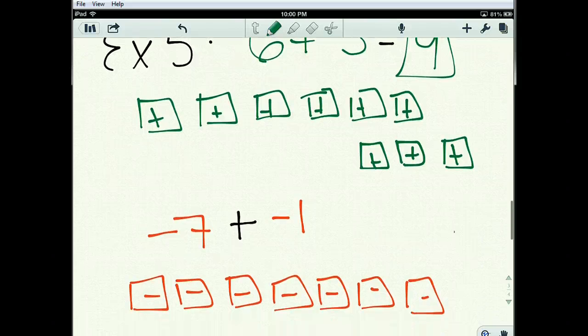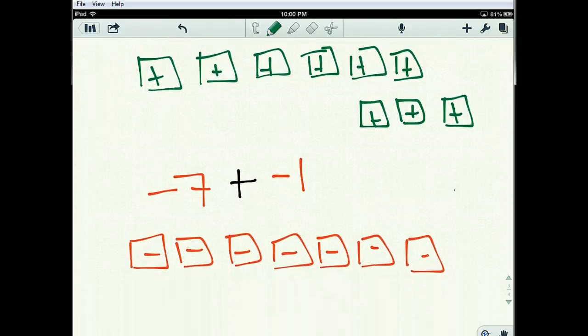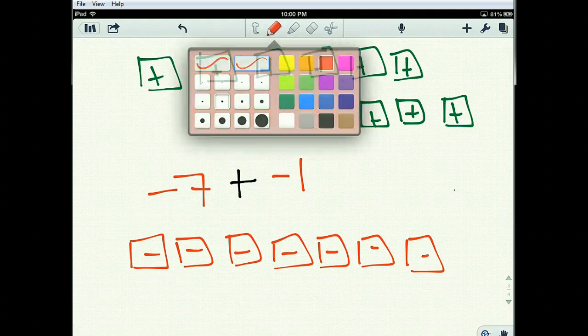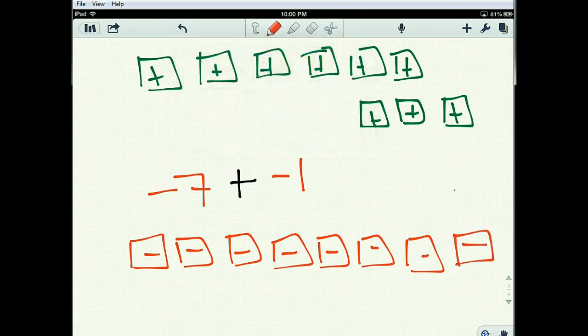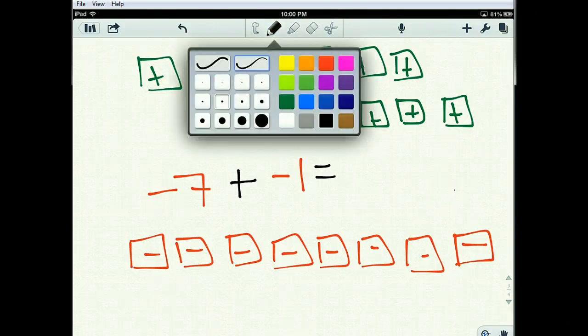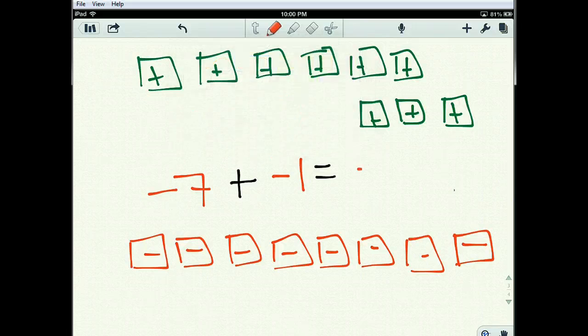And if you look at the second, it's still part of the same example. I have 7 negatives and I want to add 1 more negative, so I would just bring 1 more in and then count what I have. So -7 plus -1 gives me -8 tiles.